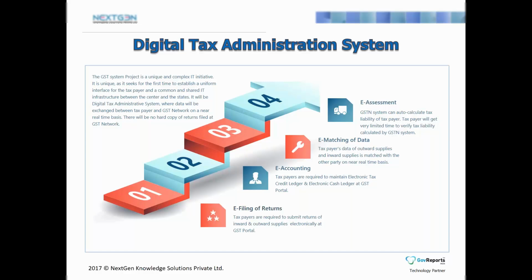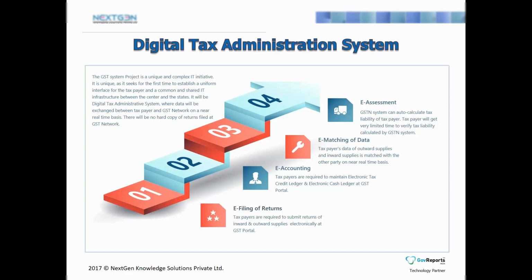Then there will be e-accounting. The GST portal will have an electronic tax cash ledger and an electronic tax credit ledger, as well as an electronic liability ledger for every taxpayer. Then there will be e-matching of data. Government can do data mining and use various tools for matching of invoice level data between the buyer and supplier. And thereafter, once the data of buyer and supplier is available at the GST portal, then there will be automatic assessment also. It will be a change in the assessment system.